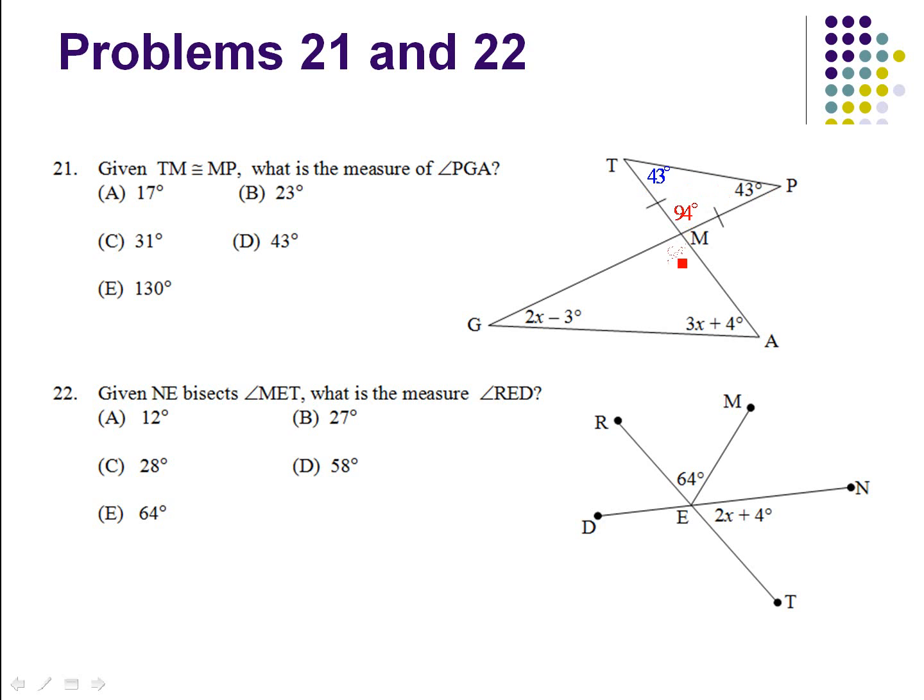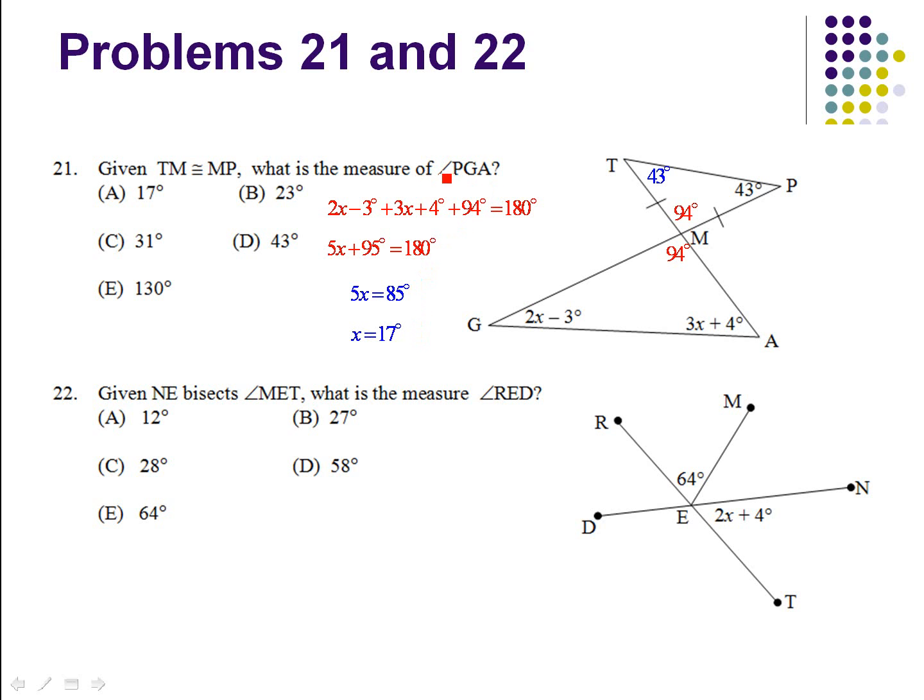These two are vertical, so that's 94. Then I can use the sum of the angles in the triangle. So I added up all of my angles equals 180. So I get 5x plus 95 equals 180. Solving for x, I get x equals 17.